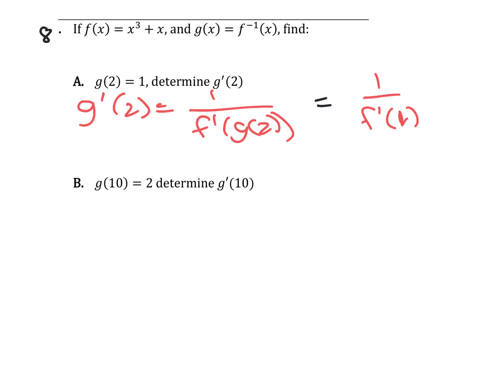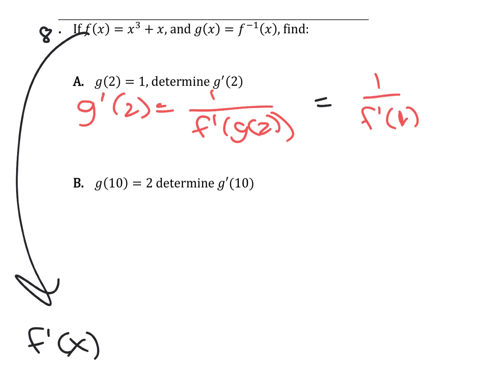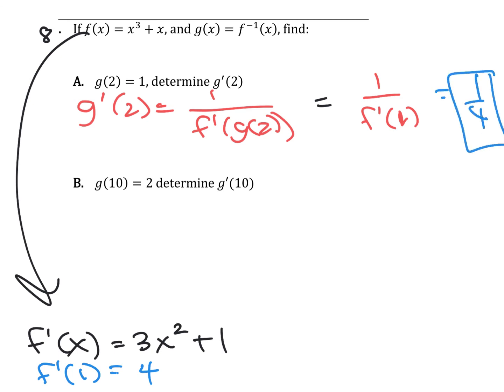Since I'm probably going to need this for both problems, I'm going to just come down here and find the derivative. F prime of x is going to be 3x squared plus 1. What we need for this problem is f prime of 1. If I plug in 1, I get 3 plus 1 is 4. So this is going to be 1 over 4.